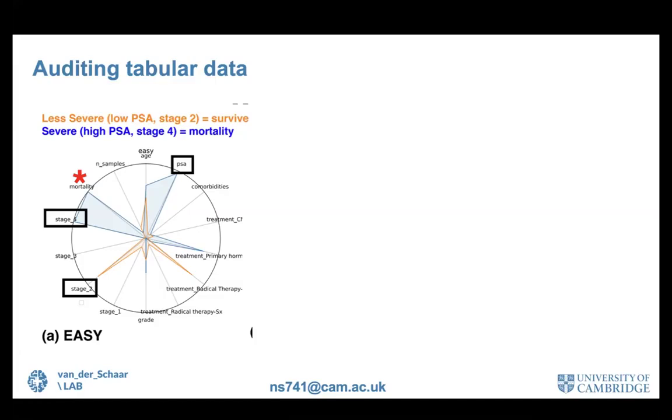Say we've trained a machine learning model, we then run a data characterization method in the loop, and we say, okay, what are the easy-to-learn examples in my clinical data set? We can see that patients who are less severe, with very low PSA scores and very low stages of prostate cancer, it's natural why the model is going to predict they're going to survive, and likewise for severe patients with high PSA scores and high stages, that they're going to have the mortality outcome.